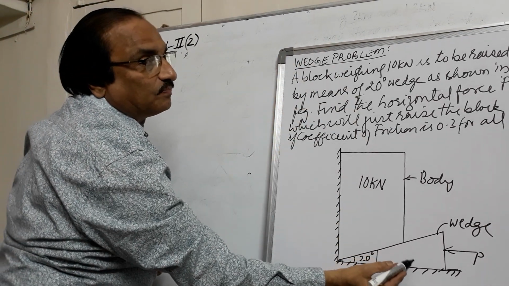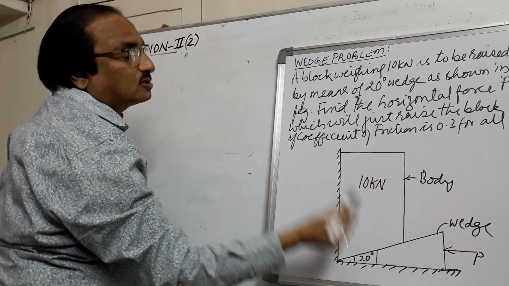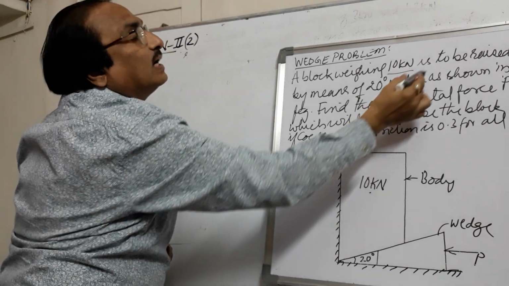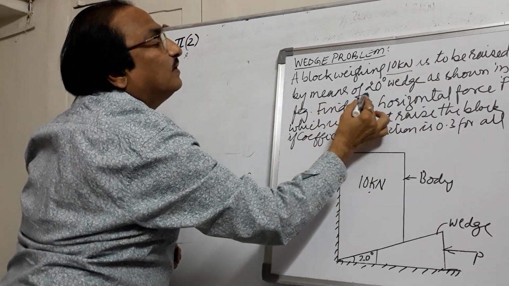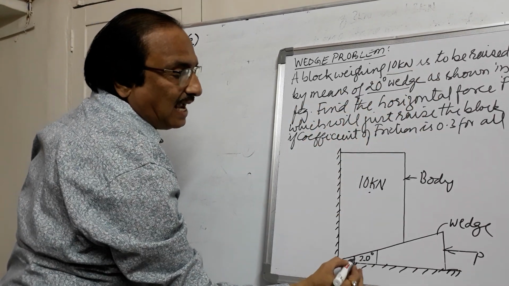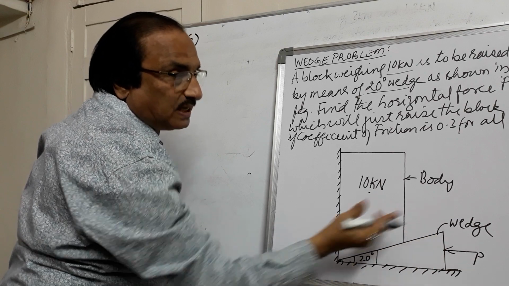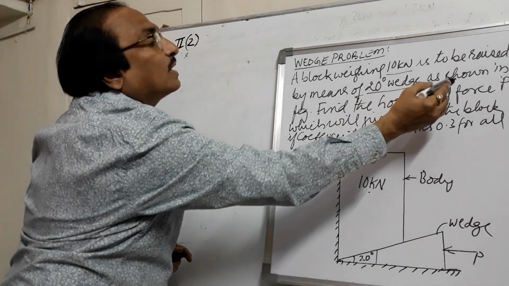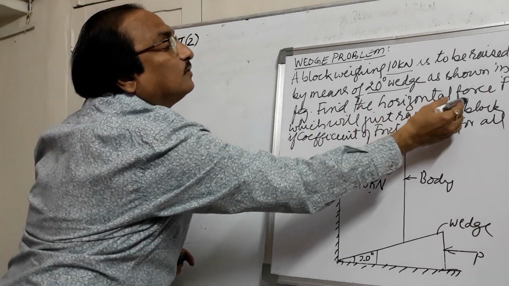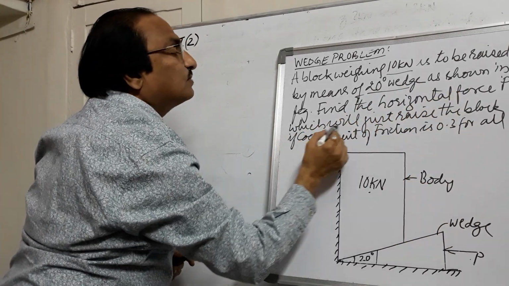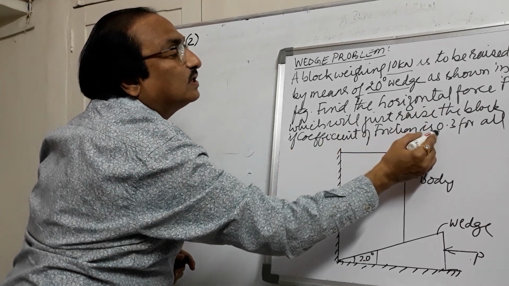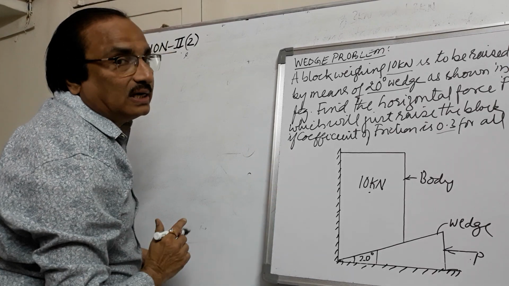Wedge is a piece which is used to lift the body or support the body. A block weighing 10 kilonewton is to be raised by means of a 20-degree wedge. So this is the angle made by the wedge. It should be tapering, then only the body can move up if I push it inside. As shown in figure, find the horizontal force P which will just make the block rise if the coefficient of friction is 0.3 for all contact surfaces.